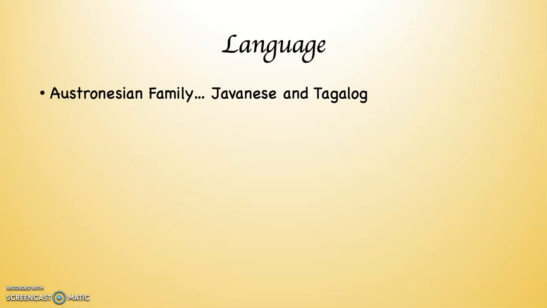Let's take a look. With the Austronesian family, the 2 languages I want you to know that are associated with it are Javanese, which is the largest language spoken in Indonesia, a country with lots and lots of other languages, and is spoken on the island of Java, and Tagalog. Do you know where Tagalog is spoken? That's correct, the Philippines. Excellent.